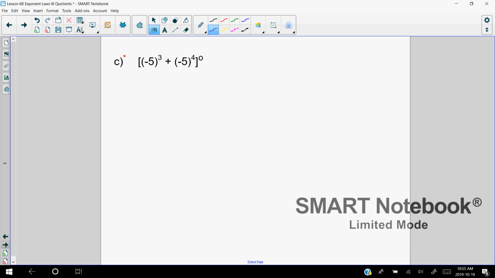All right, next one. So for an example like this, I would think about using BEDMAS. However, I noticed right away that I'm going to do inside the brackets and then I'm going to take whatever's inside the brackets and raise it to the power of 0. But I know a trick, and that's that anything to the power of 0 is equal to 1. So it doesn't even matter what's inside my brackets, I will still get the answer of 1 because I'm raising it to the power of 0.